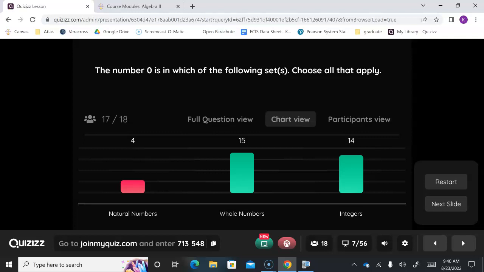On the choose all that apply ones, when you're picking more than one, you have to hit submit. Maybe try and zoom out. You might have to fiddle with it. Alright?